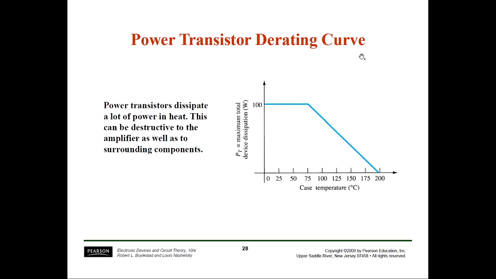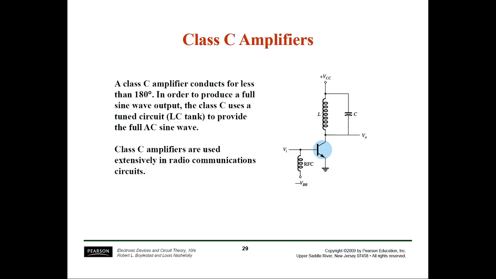Now the power transistor derating curve. As the temperature increases, under this graph you will find the maximum total device dissipation, that is, the maximum power dissipation. The curve is constant initially, and if the temperature is above about 75, the power dissipation decreases, and at 200 it becomes 0. So temperature is a very essential term. If temperature increases, your efficiency will decrease.